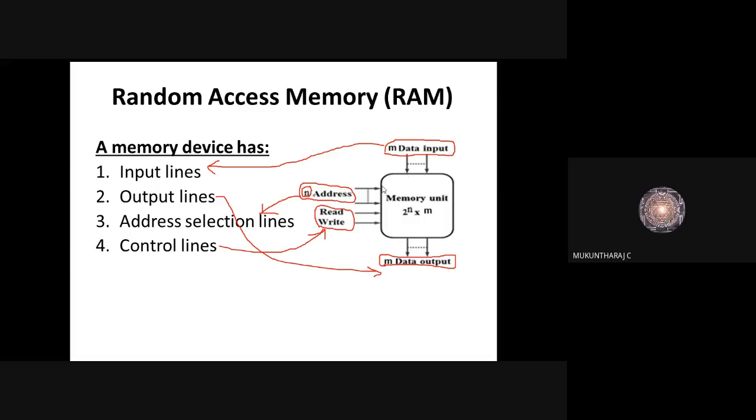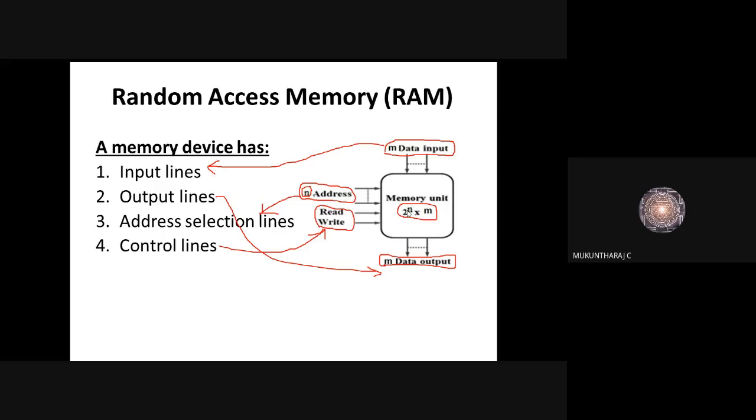This is a block of memory unit. With this memory unit, we have different signal interfaces: m data input lines, m data output lines, n number of address selection lines, then 2 control lines. Within this block, you can see some notation, 2 power n into m. What is that meaning? 2 power n into m.